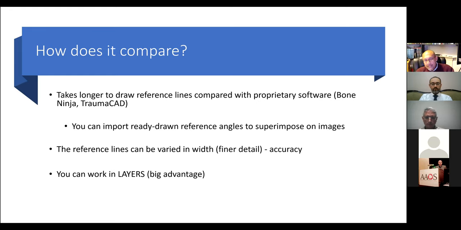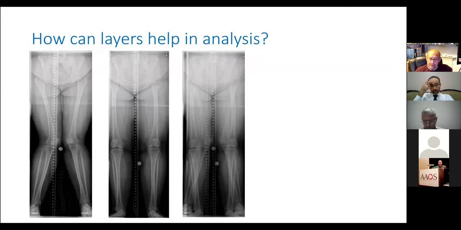And one of the big advantages of image manipulation programs like GIMP and Photoshop is that you can work in layers. Let me show you an example of how layers can help you. This is an image of a high BMI patient with miserable malalignment, internal femoral torsion, external tibial torsion.